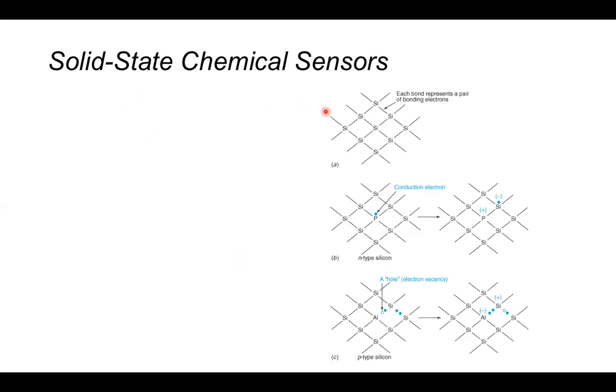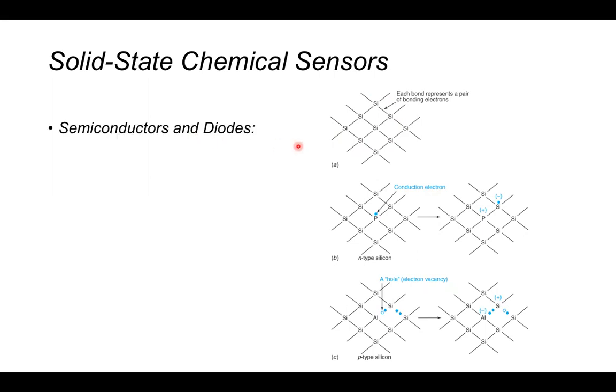So solid state chemical sensors. Here we're going to be looking at a little bit of semiconductors. Semiconductors can be used to measure concentrations based on electrical responses.